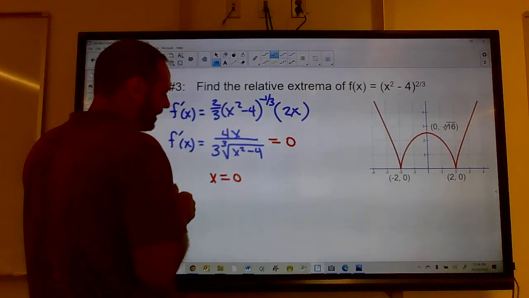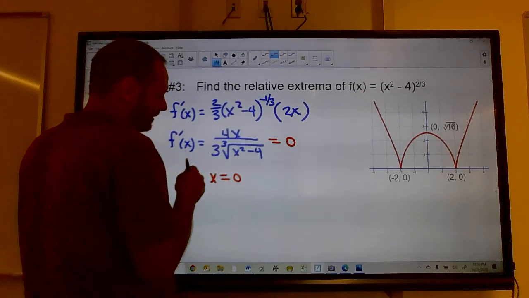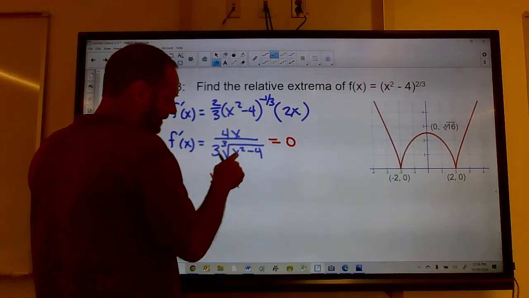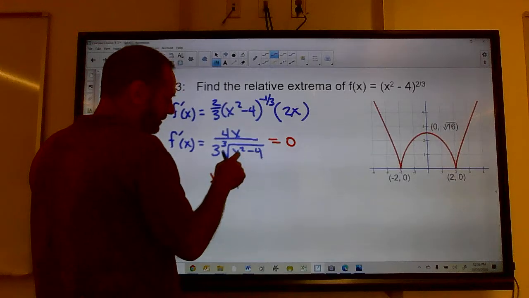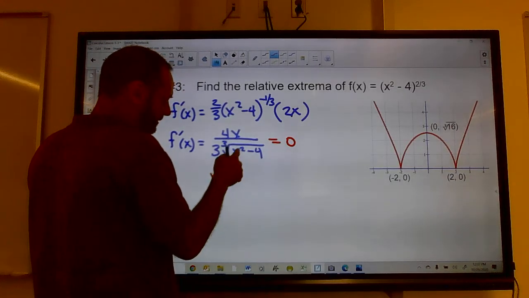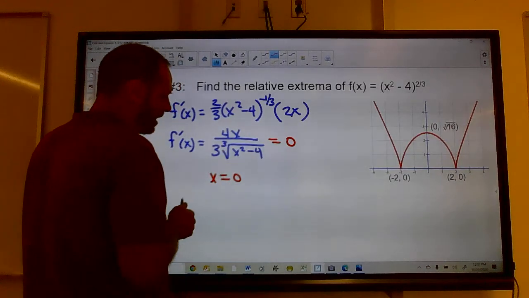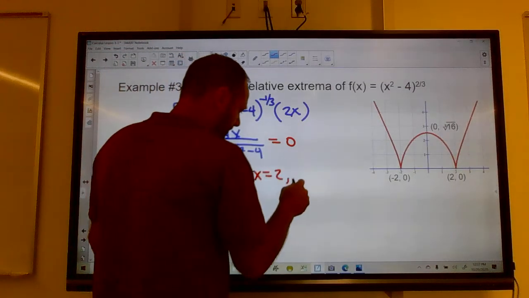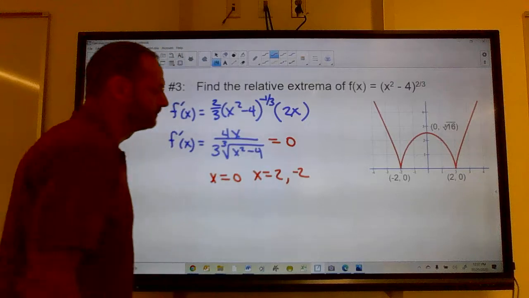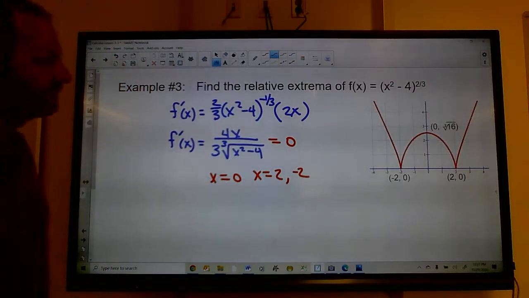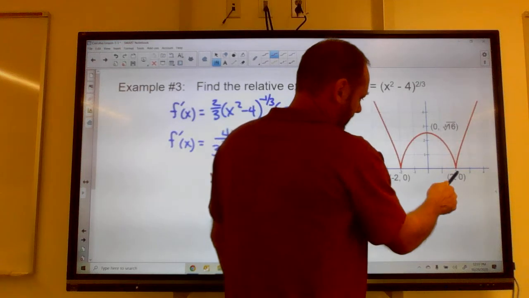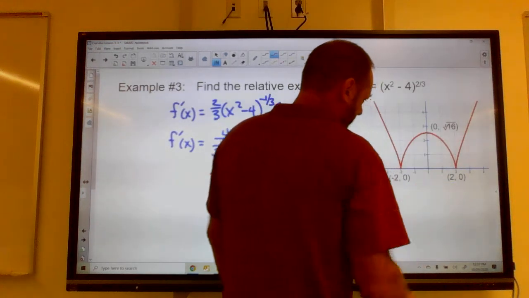Like if I plug in plus or minus 2 here, I'm going to get 4 minus 4, which is going to be 0. The cube root of 0 is 0 times 3 is 0. So I'm going to have other critical points at 2 and -2. And you can see from the graph, I definitely have a critical point right here, I have one right here, and I've got one right there. The slope is 0.